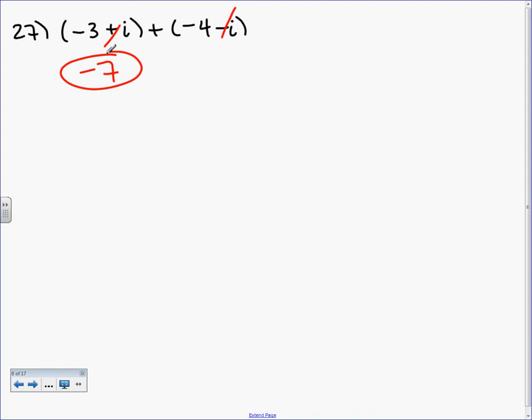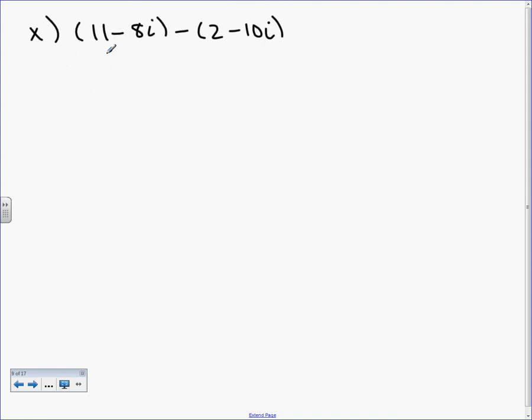You combine like terms. You add the constants, the -3 and the -4, you get -7. You add i and -i, you get 0. So it's just -7. Is that okay? Okay. This one, distribute your negative. If you don't, you get it wrong. So let's not do that.